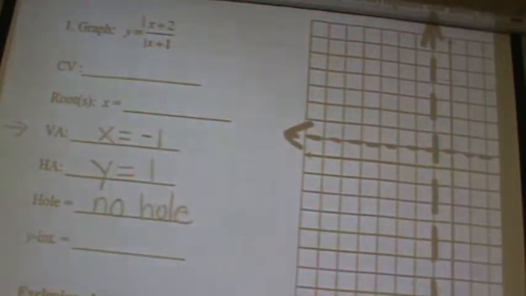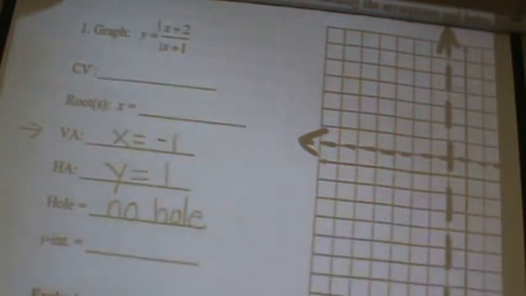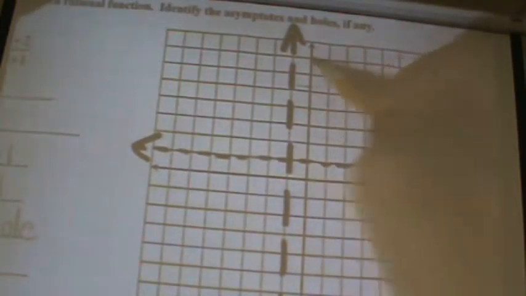Okay, now, your y-intercept. What is a y-intercept? It's where the graph crosses the y-axis. These are all y-intercepts, right? Can you tell me what this ordered pair is? 0, 2. What's this? 0, 3. What's this? 0, 5. 0, 7.